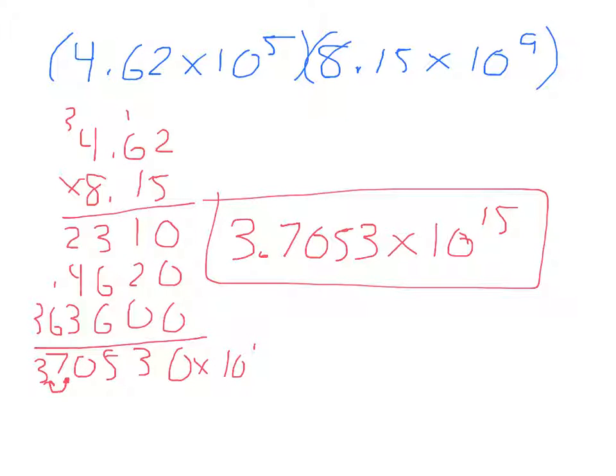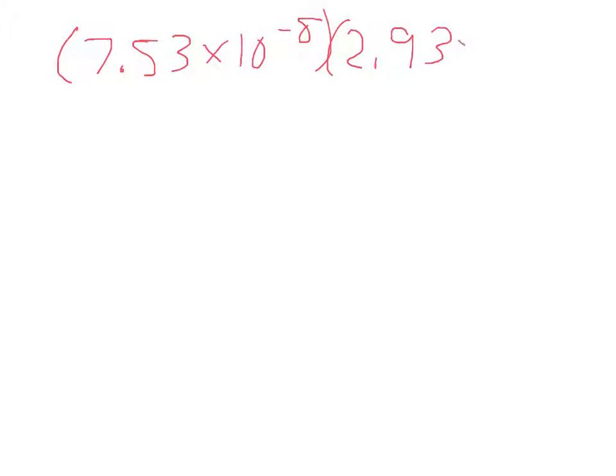So there we go. Let me give you one to try and see how you do with this problem. I would like you to try 7.53 times 10 to the negative 8th times 2.93 times 10 to the negative 3rd. Pause the recording and try this problem.